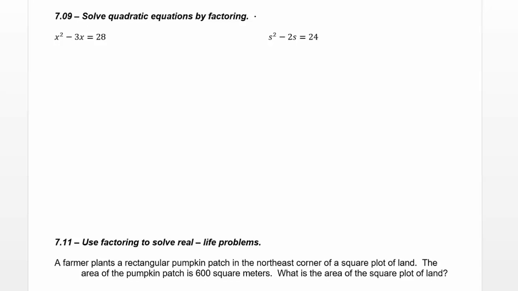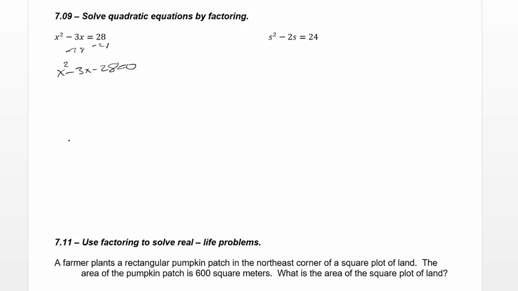That strategy is we're going to rearrange the equation so that it's equal to 0. If it's already equal to 0, then nothing to worry about. In this case, this equation is not equal to 0, it's equal to 28. So I'm going to rearrange this by subtracting 28 from both sides, and get x squared minus 3x minus 28 equals 0.